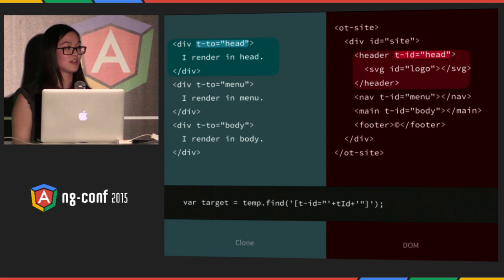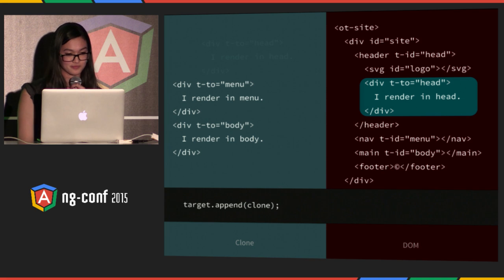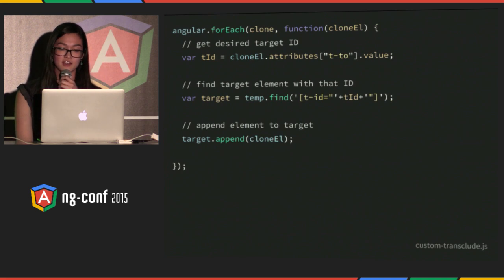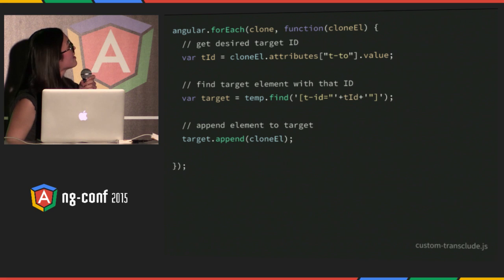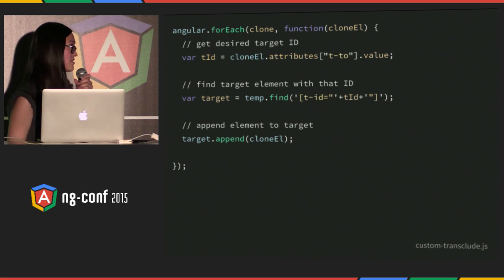Then we need to find the element in the directive's template whose TID property matches that ID. Lastly, we need to append the clone element to its target. And that's it. It's pretty straightforward. So if we look at the consolidated version of the code that we just wrote, line by line, here it is. Aside from some error checking and validation, this is all the processing that we have to do.